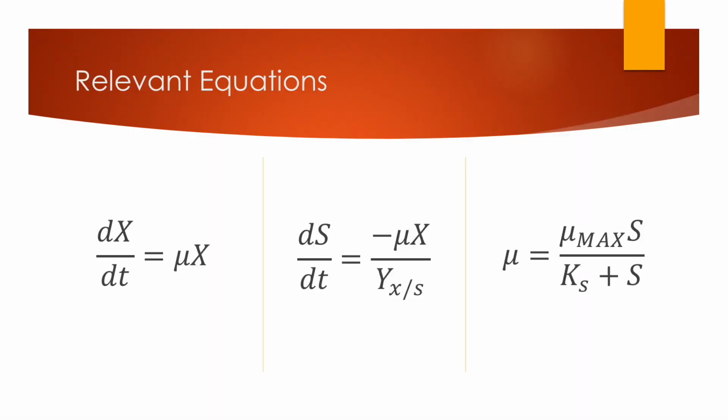The three equations shown will be used to find the maximum growth rate and the Monod constant for M9 media. They will be derived and explained later on in this video.